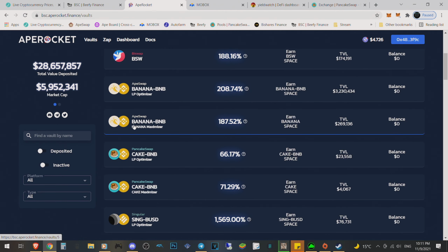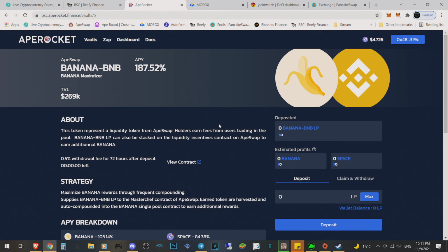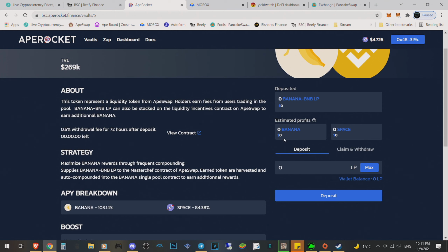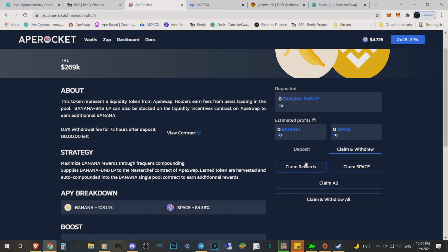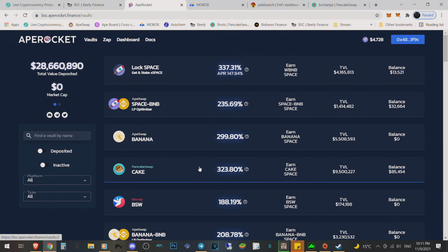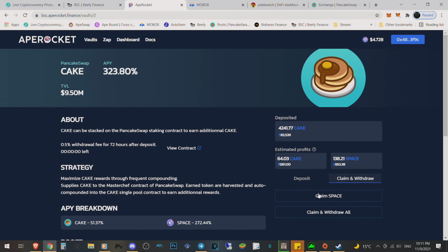For example, you can see Banana Maximizer over here. If you go on this pool, Banana BNB, Banana Maximizer, Banana does auto-compound, but I think you can claim rewards on both sides. You see this. Claim rewards, claim space, claim all. Where with the one that I'm in right now with cake, there is only claim space or withdraw all. Claim and withdraw everything. So it depends on what pool you're in. But I'm just going to use cake as a bare example so you guys can understand.